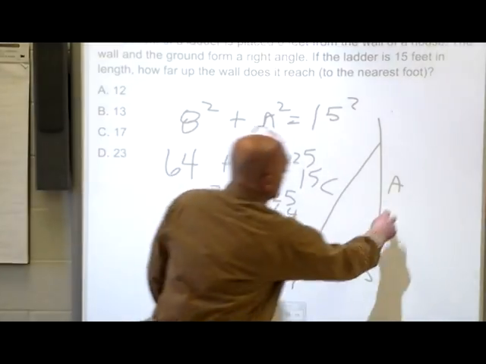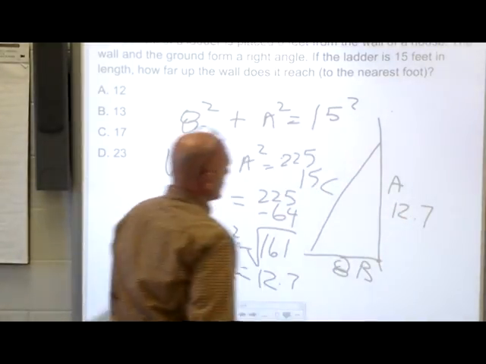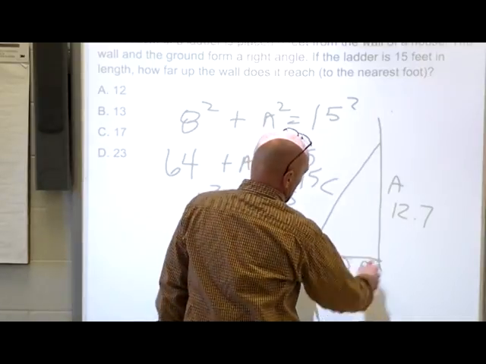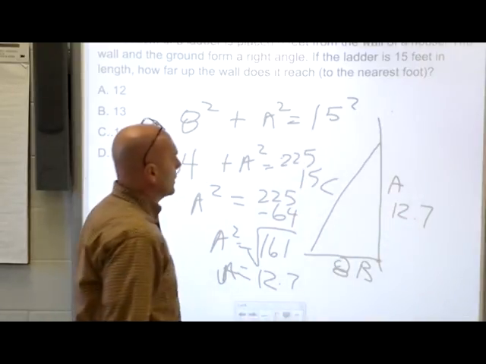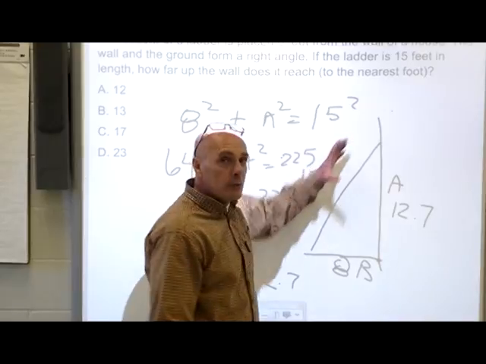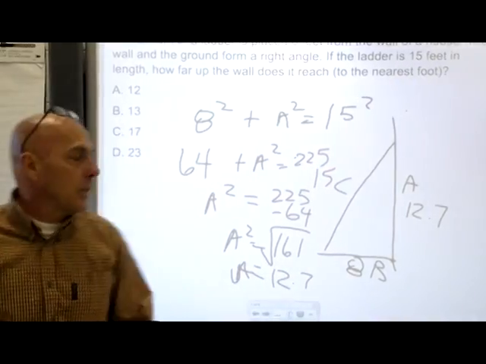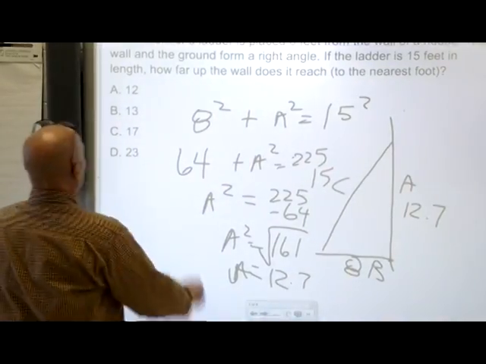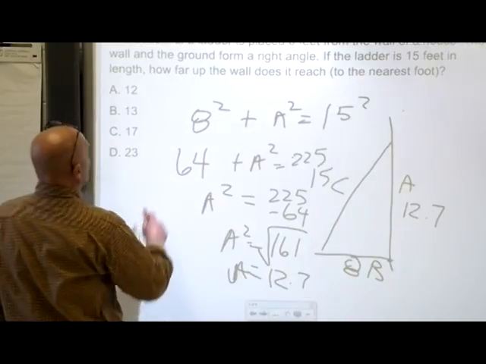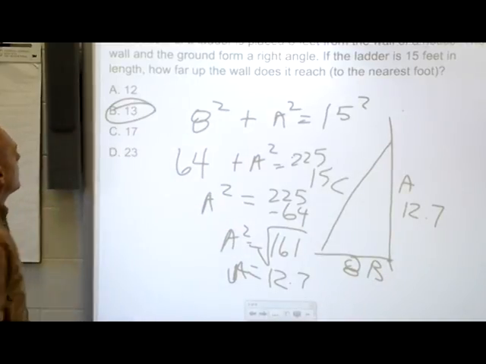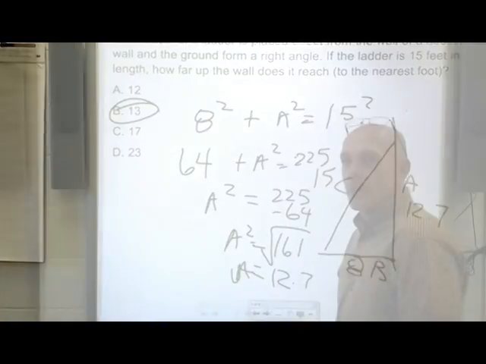If we look at that answer, it's going to go up the wall 12.7. We know it's got to be less than 15 because 15 is the greatest length of the ladder. So if we round it up, it'll be 13 feet approximately.